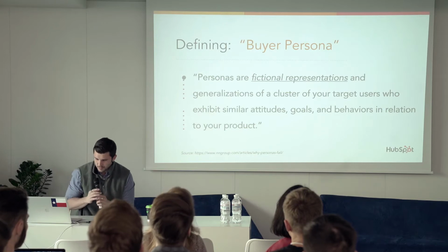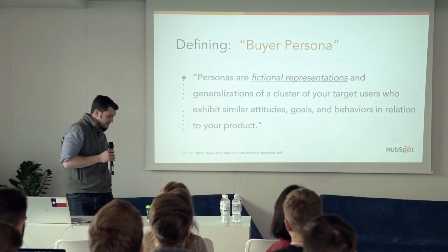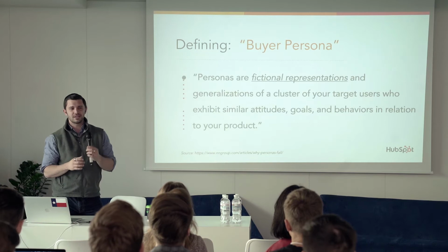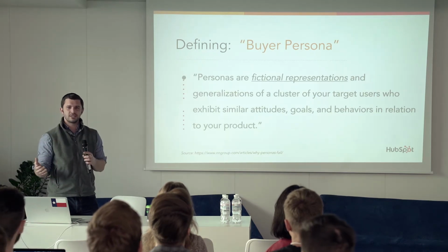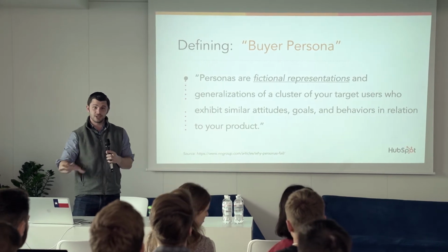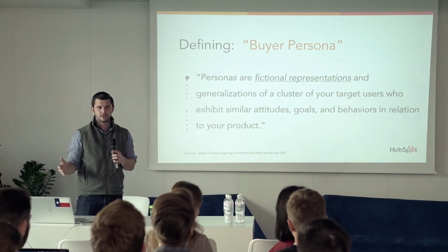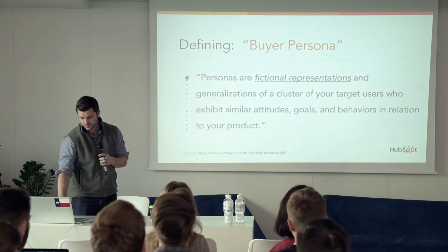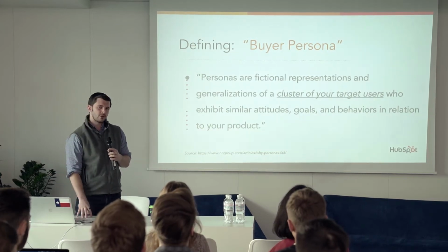I like to start with a definition, just get everybody on the same page with regards to buyer personas. So they are fictional representations and generalizations of a cluster of your target users who exhibit similar attitudes, goals, and behaviors in relation to your product. Key components of this: fictional representations. So it's not necessarily a very specific person. It's not like you take a target person from your customer base and say, this is our persona. So it's something fictional, it's made up, but it's a representation based on actual data. And it's a cluster of your target users.